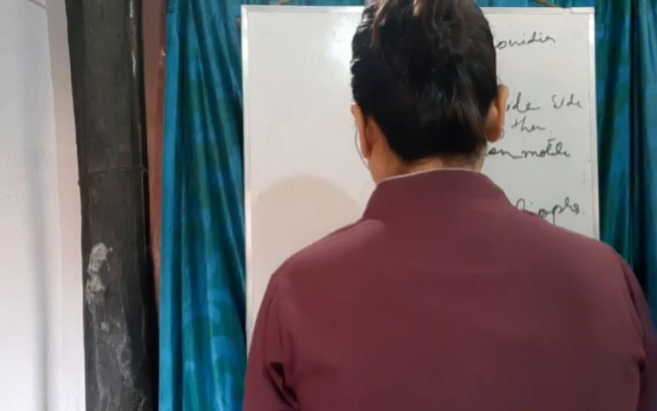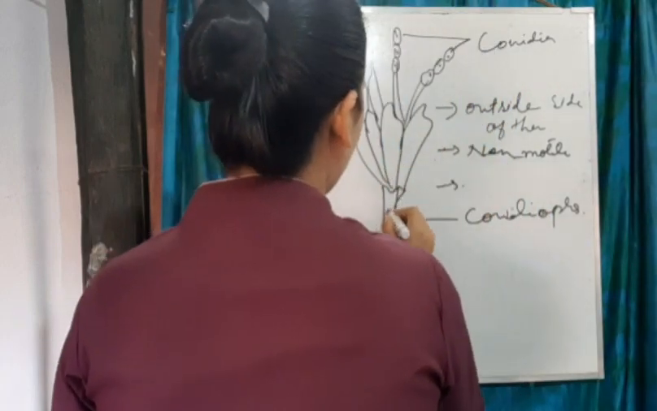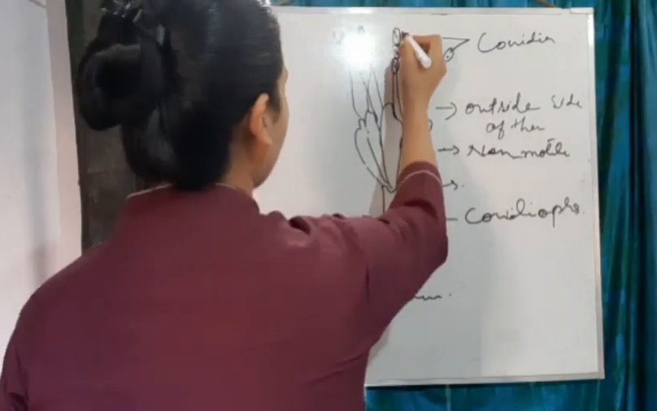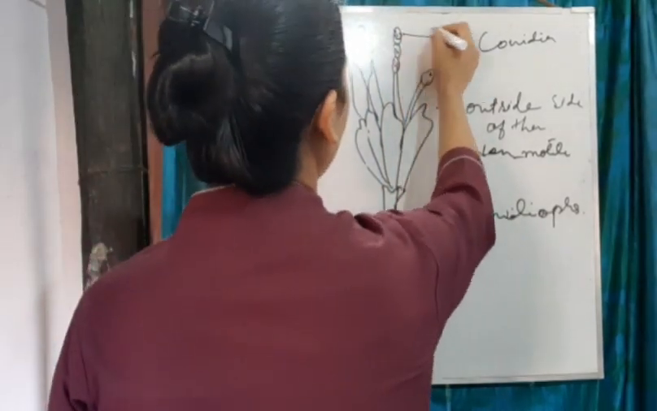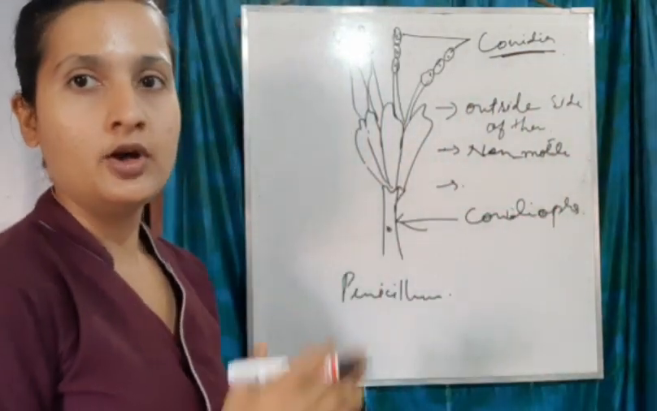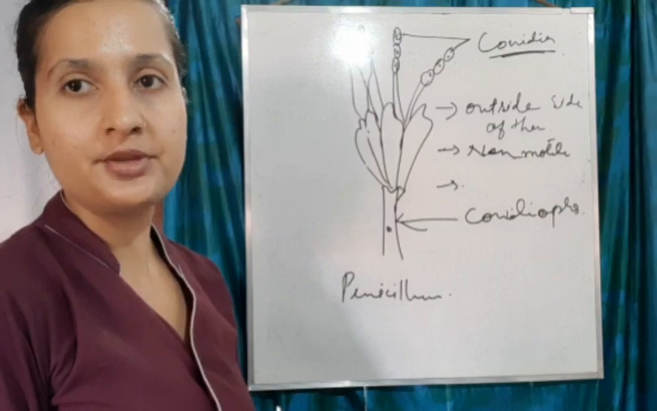And so this is your hyphae, right? Conidiophore, you can say hyphae. This is a hyphal branch. So at the tip of this, the spores are called conidia. I hope this is clear to you. All right, you just check your NCERT book for the diagram.